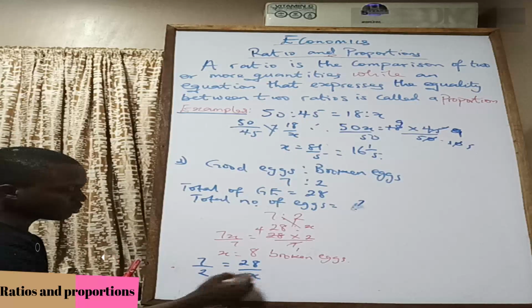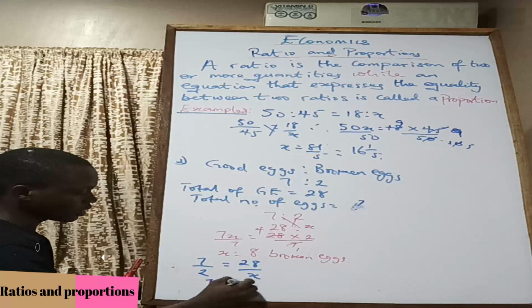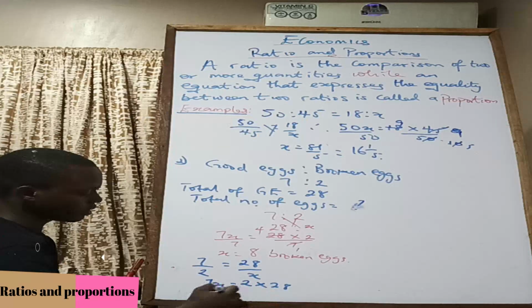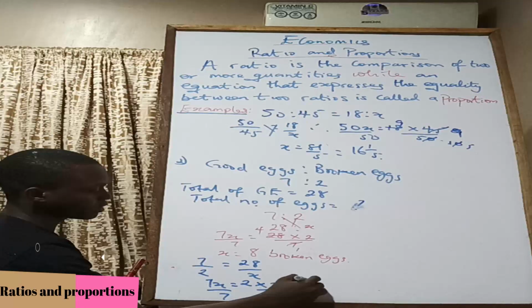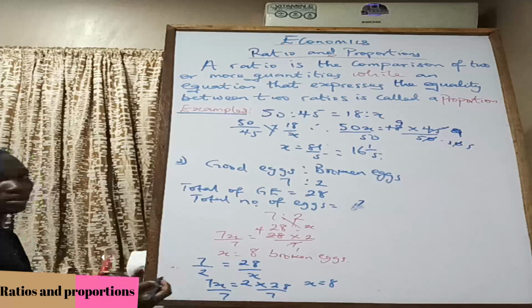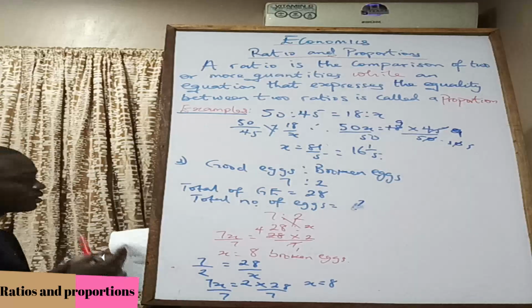So what can we do? 7 multiplied by x is 7x. Then we have 2 multiplied by 28, the same thing again. 2 times 28. So divide by 7, divide by 7, x equals 8 broken x. But that's not the answer to the question, right? So what's the answer to the question?